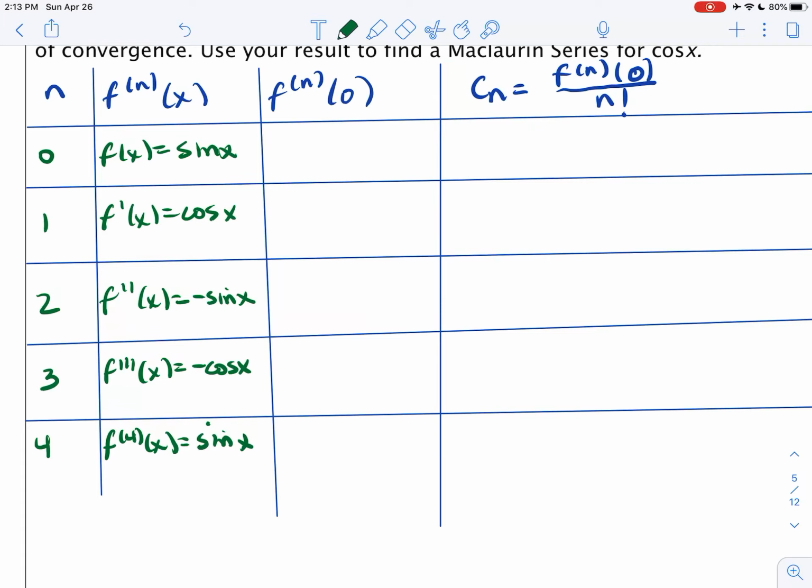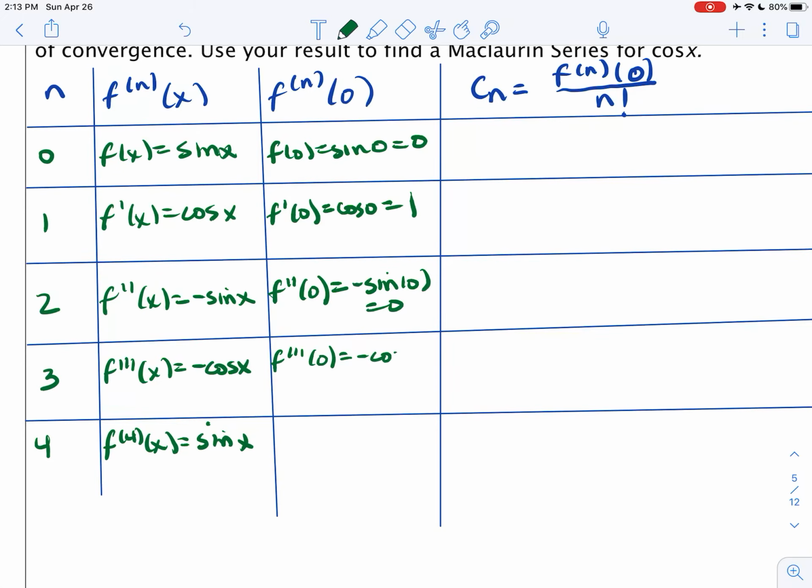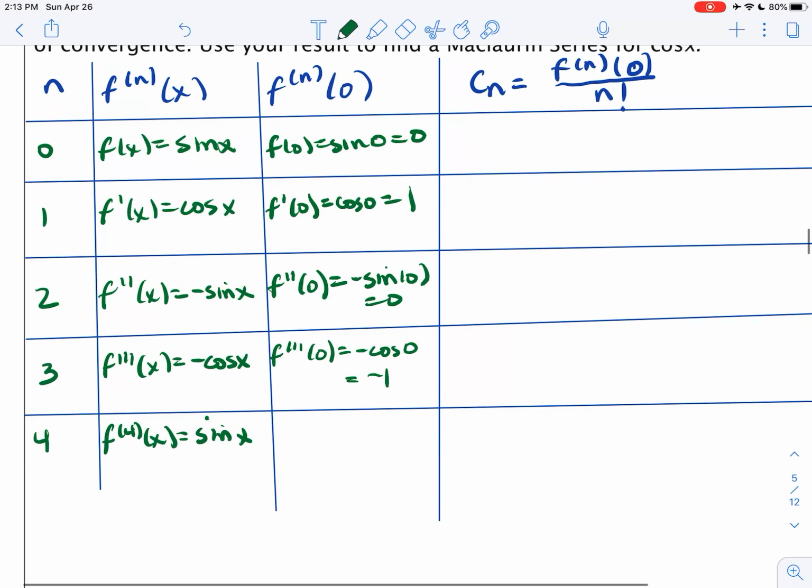So evaluating our derivative at x equal to 0, we get sine of 0, which is 0. F prime evaluated at 0 is cosine 0, which is 1. The second derivative evaluated at 0 is minus sine 0, which is 0. And the third derivative evaluated at 0 is minus cosine 0, which is minus 1. And finally, our fourth derivative evaluated at 0 is sine 0, which is also 0.